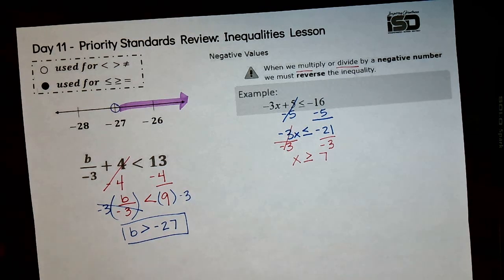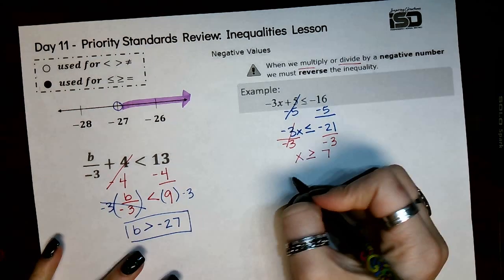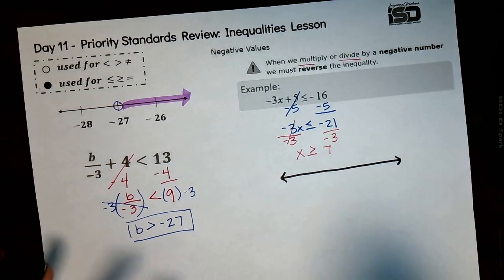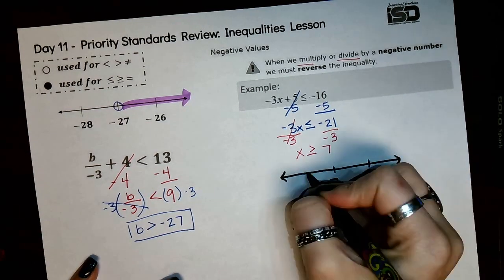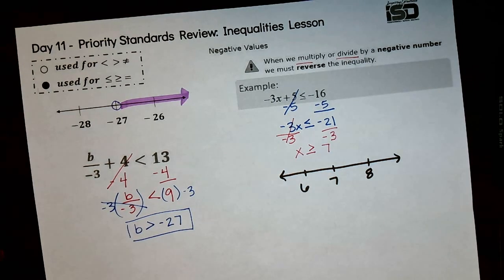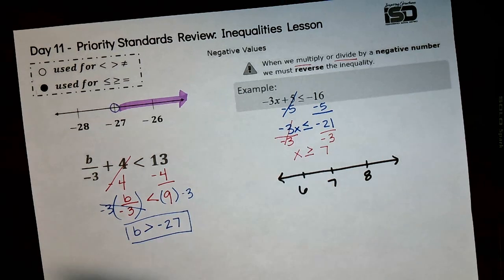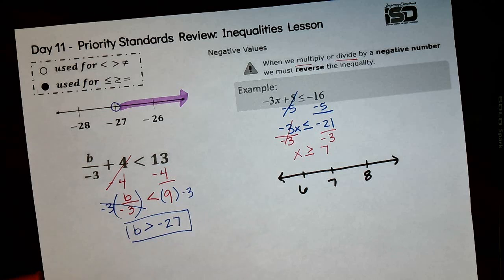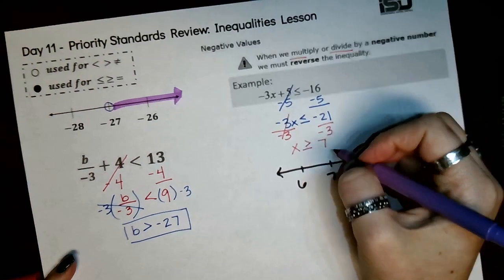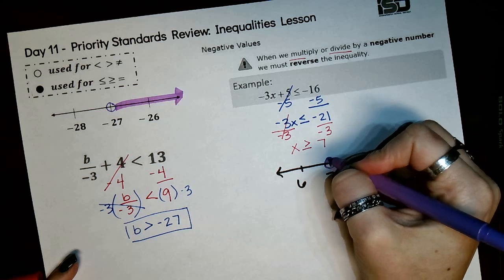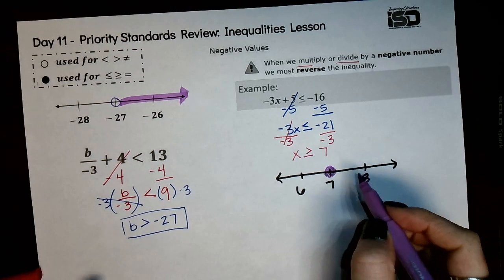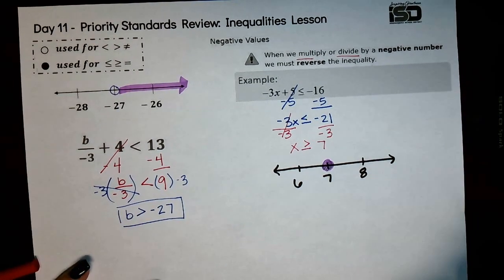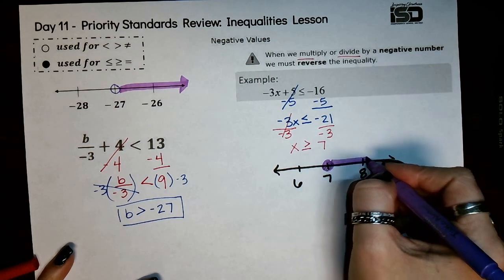Now this time we need to create our own number line. So we're going to have 7, and then 8, and then 6. So 6, 7, and 8. From here, it is an equal to, so that means we are going to have a closed circle at 7. So I have my closed circle at 7, and x is anything greater. For example, 8. 8 is greater than 7. So my arrow would go this direction.